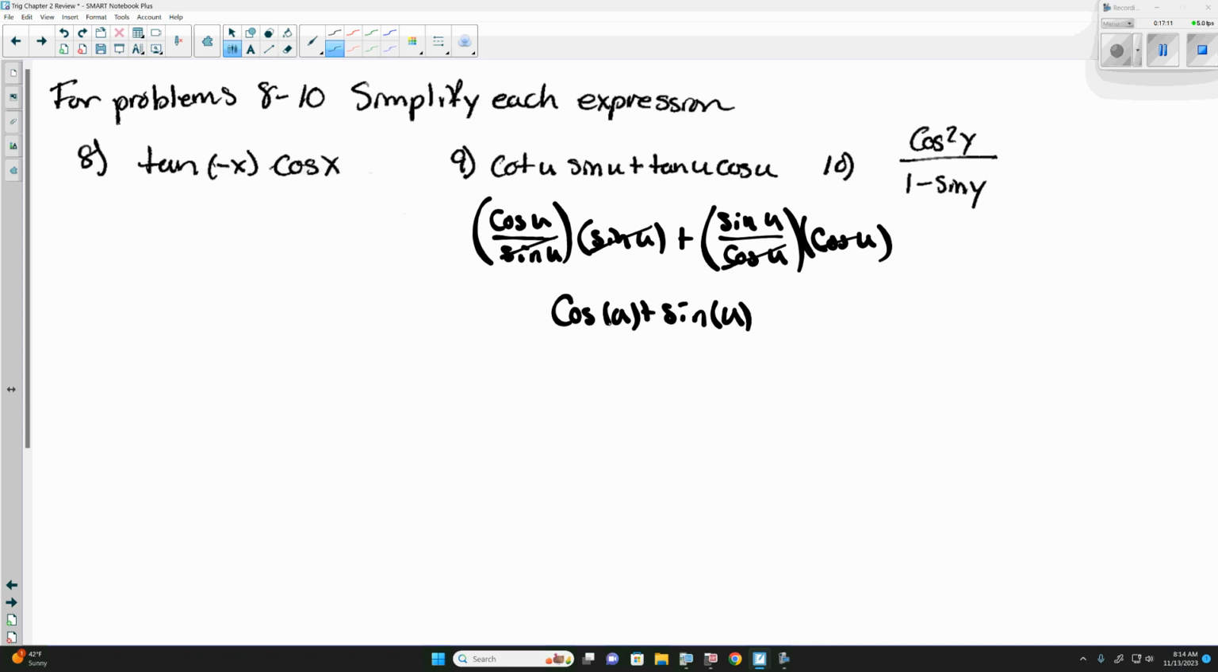Luckily with 10, we can look back at it later, but the first thing I would do is replace cosine squared of y with its Pythagorean identity, 1 minus sine squared, and then factor.